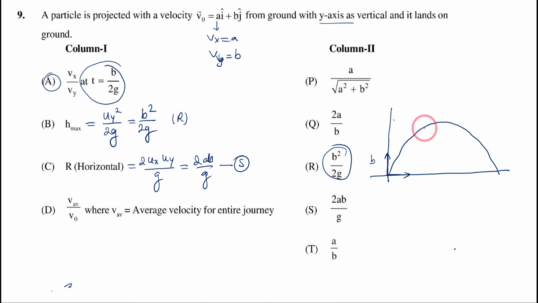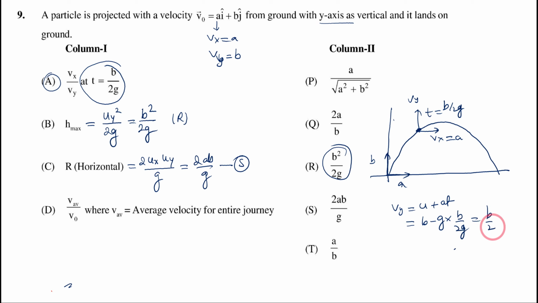Now let us suppose at this point, after the time b upon 2g, the x-axis velocity will remain the same, that was a again, but the y-axis velocity we have to find using the formula u plus at. Now u means b and a means minus g, and b by 2g is the time. So after solving this we get b by 2, right? They are asking for the ratio, so vx upon vy.